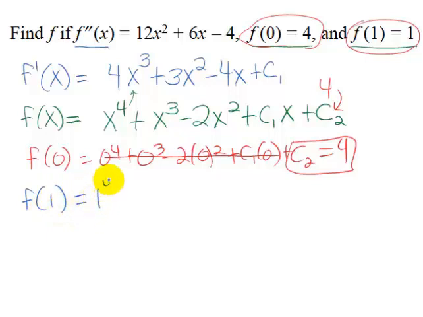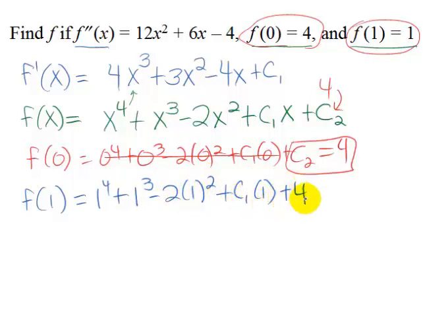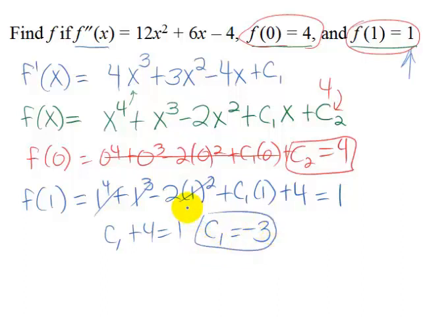And so that's going to be 1 to the 4th plus 1 to the 3rd minus 2 times 1 to the 2nd plus C1 times 1 plus 4, because I went ahead and put in what we found C2 was. And that needs to equal 1. Well, let's simplify. Here's 1 plus 1 minus 2, so those are gone. And so it looks like C1 plus 4 equals 1, so C1 must be negative 3.